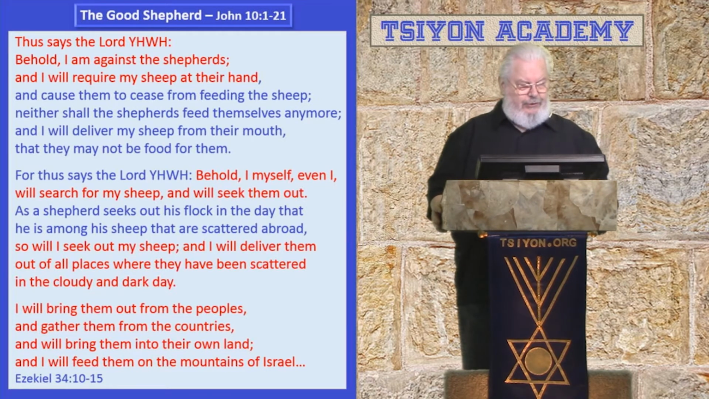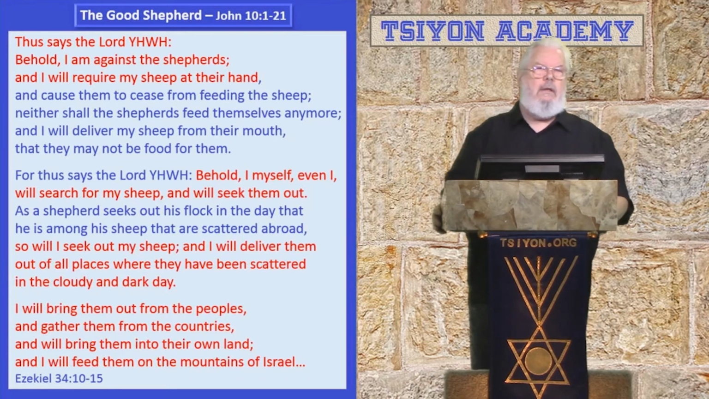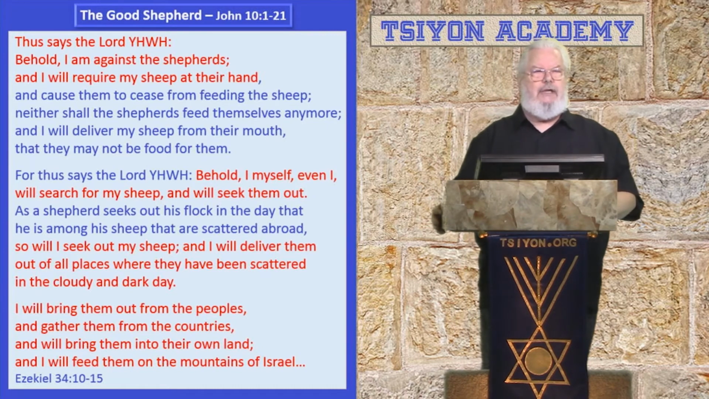Here we have Ezekiel 34. And it goes through here. And I think Sheila mentioned this tonight. Basically, it's Yahweh saying he's against these false shepherds. And then he promises that he will search out his sheep and seek them out.